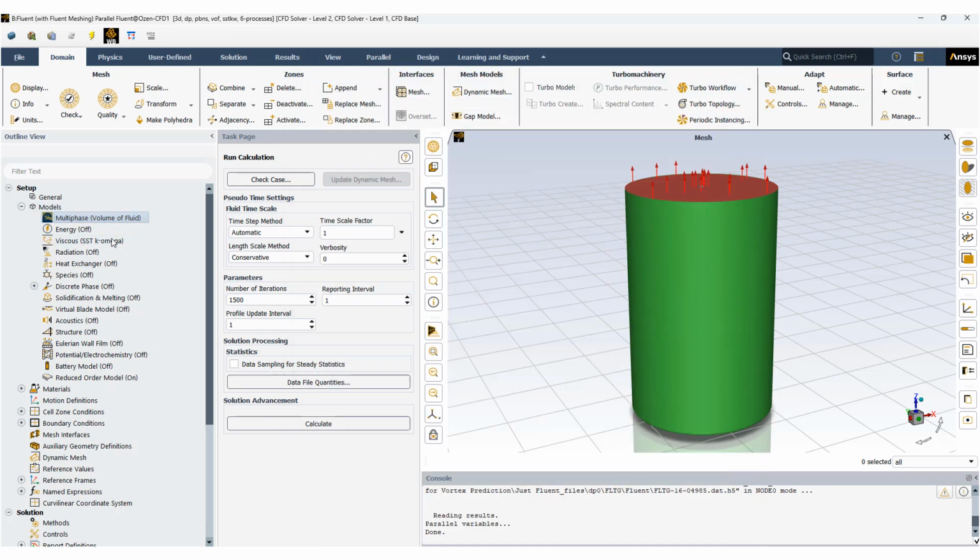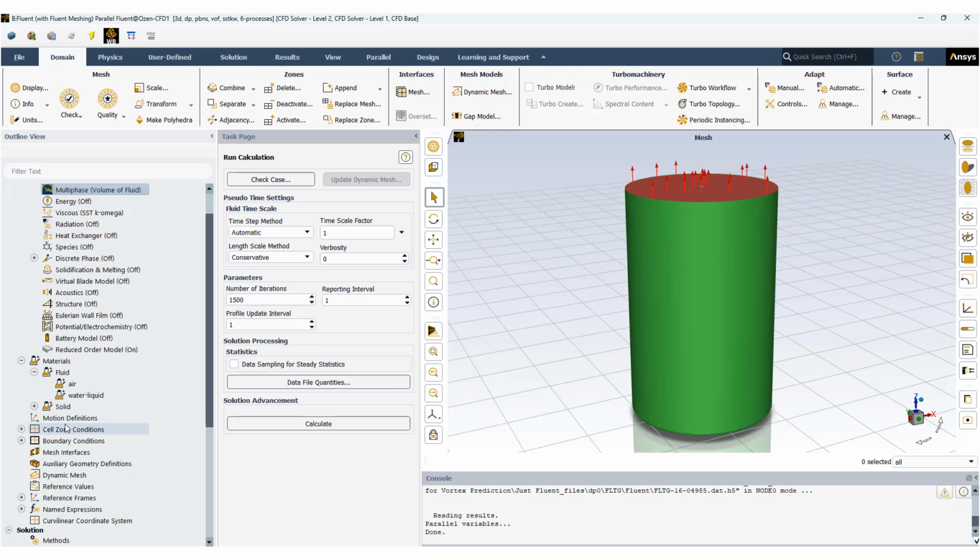And for turbulence, we have used the steady state transport Q omega model, and the rest is pretty much off, as you see here. The materials, as you may imagine, we have air and liquid water.